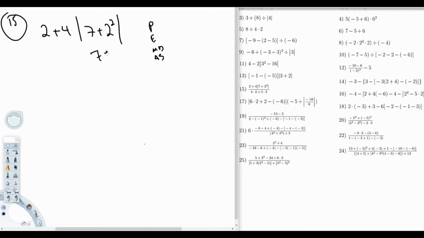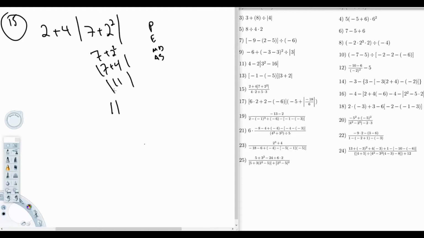So what we're doing is 7 plus 2 squared, 7 plus 4, right? Because this is 2 times 2. The absolute value of 11, right? 7 plus 4 equals 11. And the absolute value of 11 is 11.